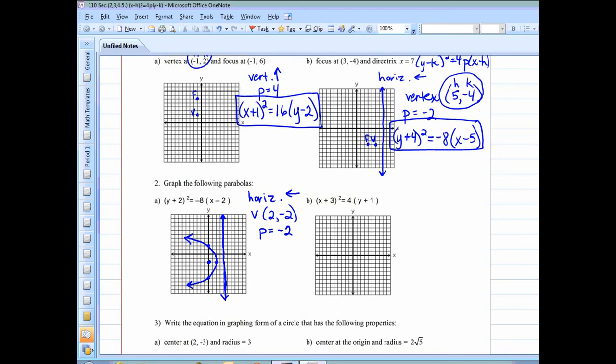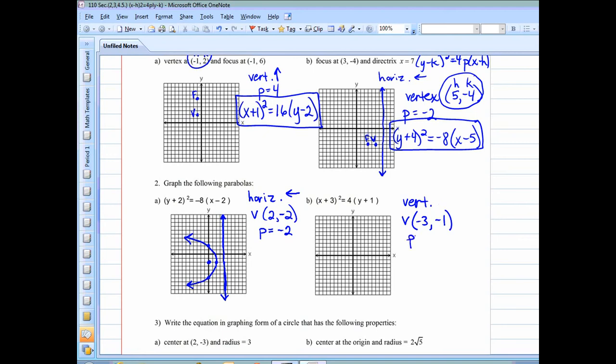That's it. For part B, this one, because the x is squared, it is vertical. The vertex is going to be located at (h, k). That's going to be a -3. Remember, h is with the x, k is with the y. It's always the opposite sign because of the minus in the equation.